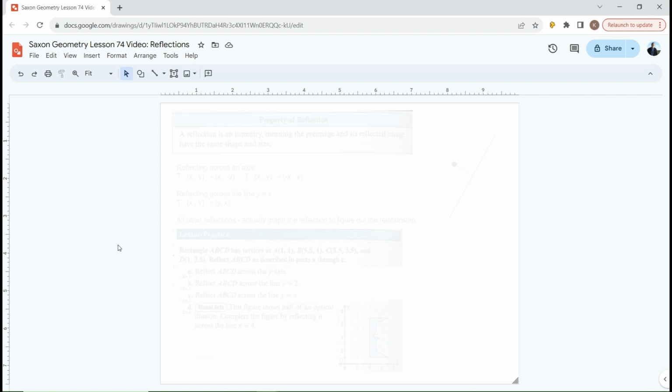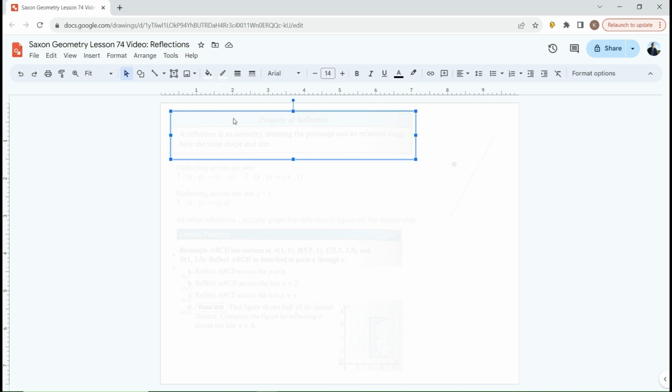Geometry students, in this lesson, you're going to be learning about my favorite isometry and yours, a reflection. What we're going to be doing is learning how to reflect a figure across a line. There are some easy reflections and some more difficult ones. Let's get started. The first thing we're going to do is talk about what a reflection is.